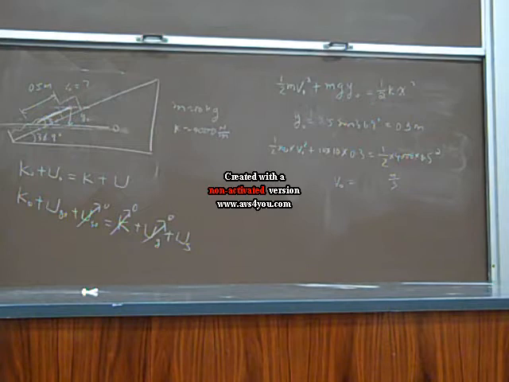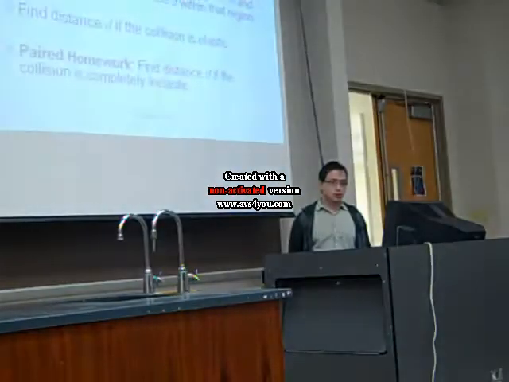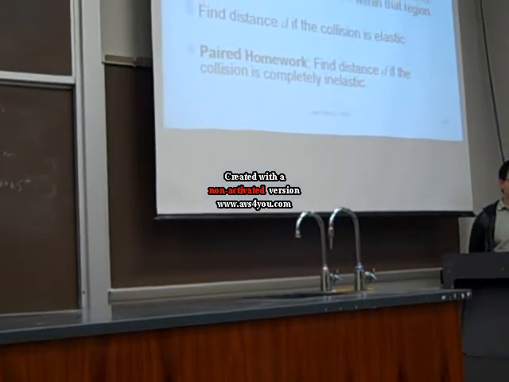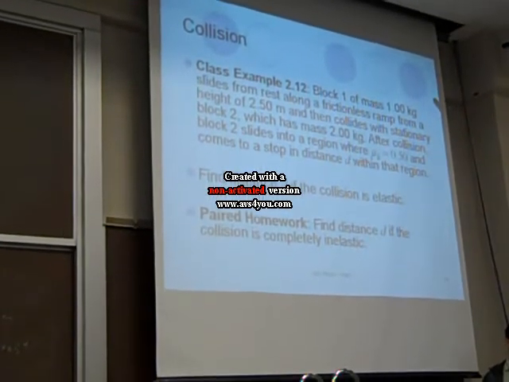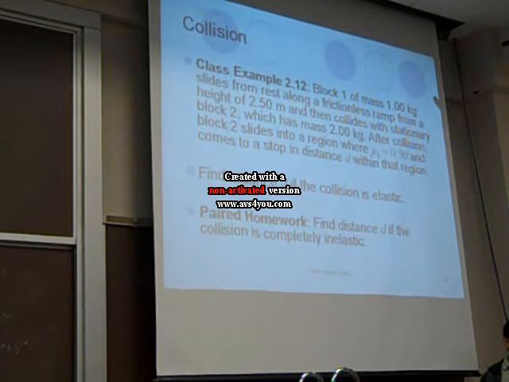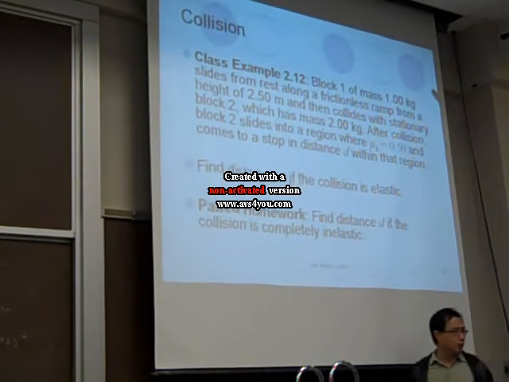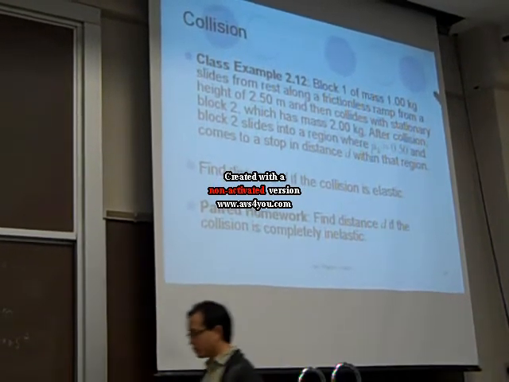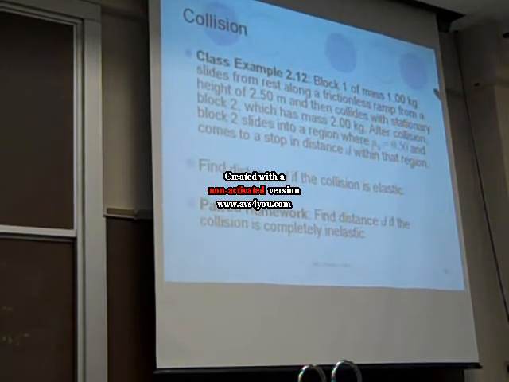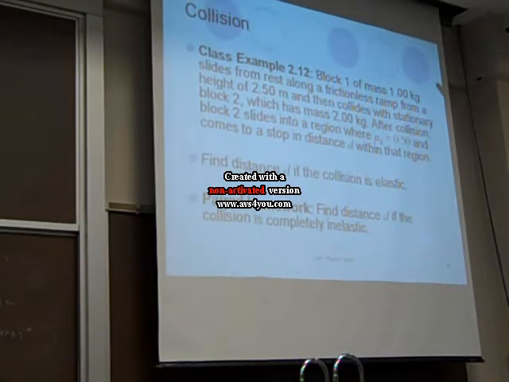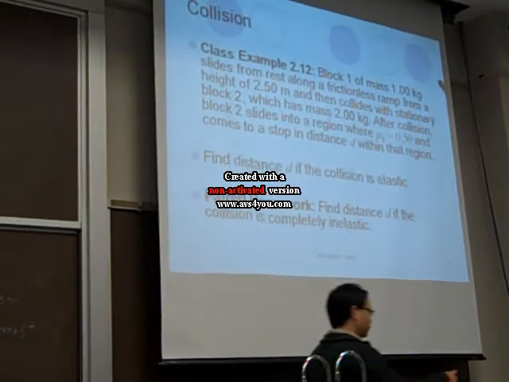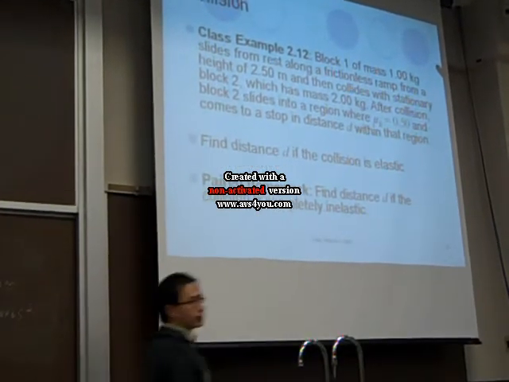Okay. After collision, block 2 slides into a region where mu k equals 0.5 and comes to a stop in distance d within that region. Okay. So for this problem, I guess you have to draw the picture, otherwise you don't even know what they are talking about.